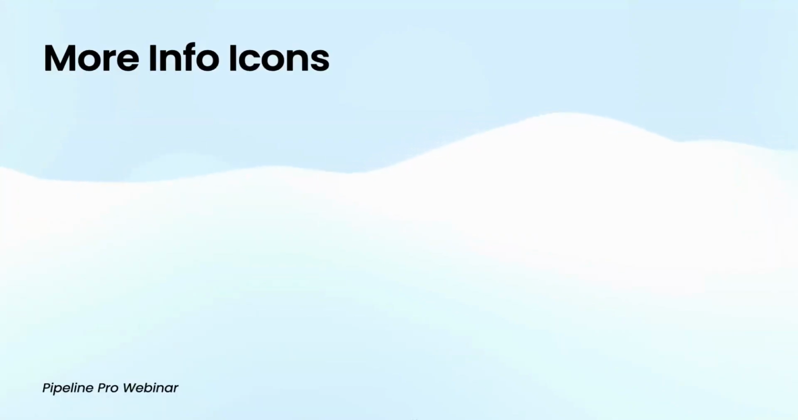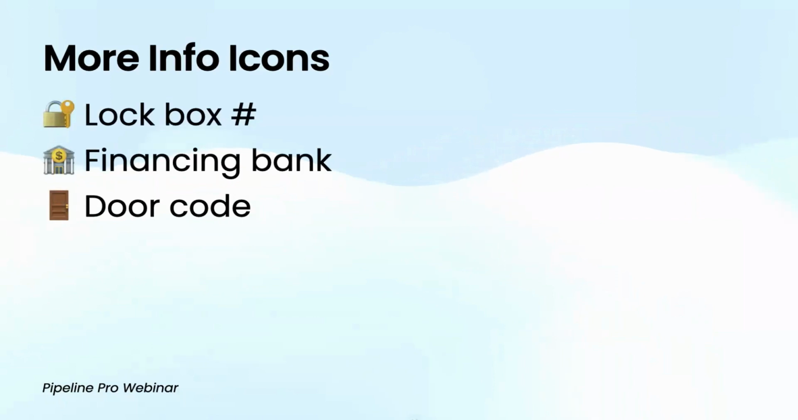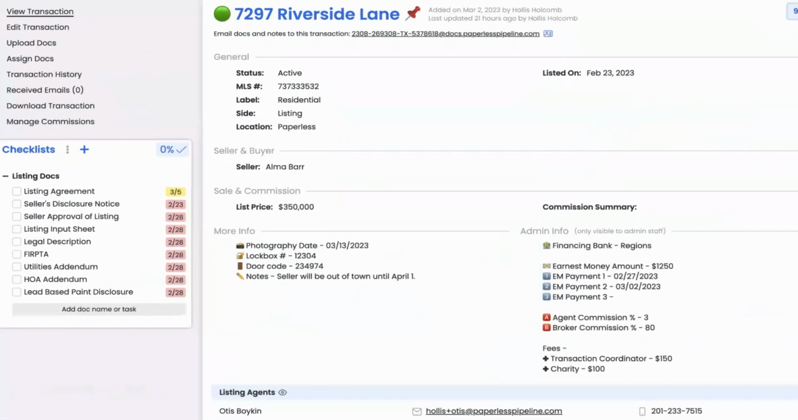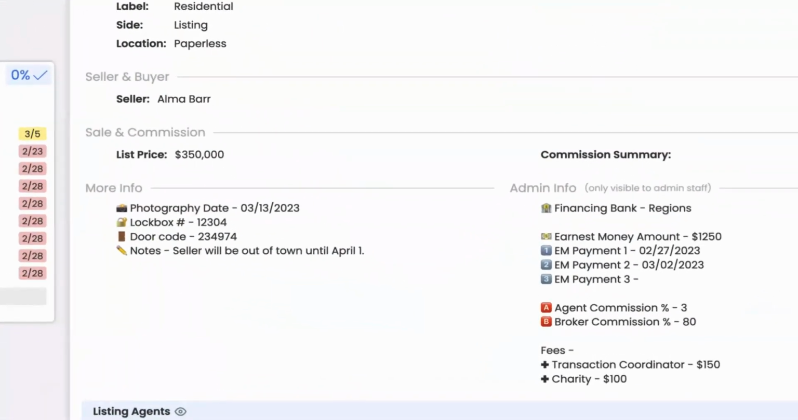Second, emojis can act as icons for the custom information you collect on transactions. For example, you may use a lock emoji for the lockbox number, or this bank emoji for the name of the bank. Using this method, my eye is quickly drawn here to, say, the lockbox number or the earnest money payments or whatever I'm looking for. Once I'm familiar with the emojis used by my company, I can find whatever I'm looking for in a flash.